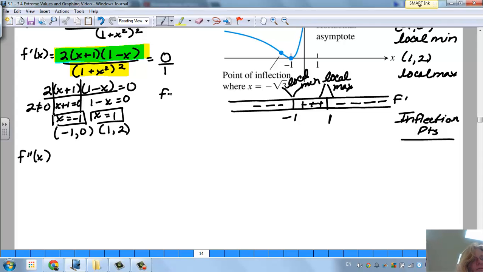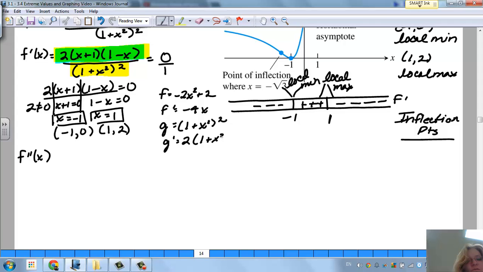My f is going to be, I actually multiplied that all through. It's negative 2x squared plus 2 because I don't want to do the product rule. And so my f prime is going to be negative 4x. All I did to get this was multiply that green through, so that I can do the power rule. G is going to be 1 plus x squared, squared. So g prime is going to be 2 times 1 plus x squared to the first power times 2x. So g prime ends up being 4x times 1 plus x squared.